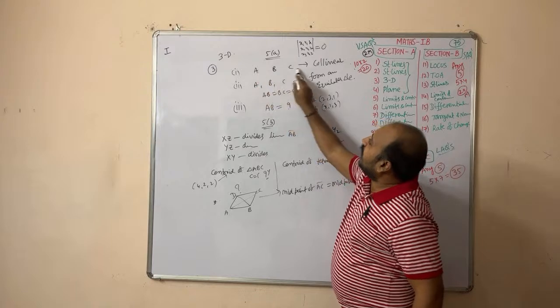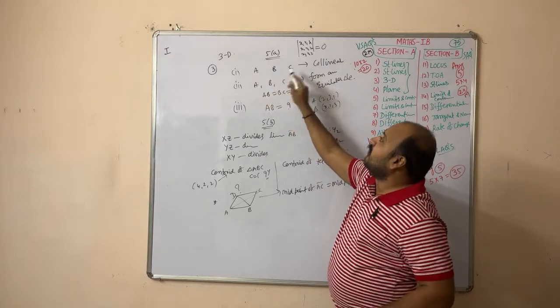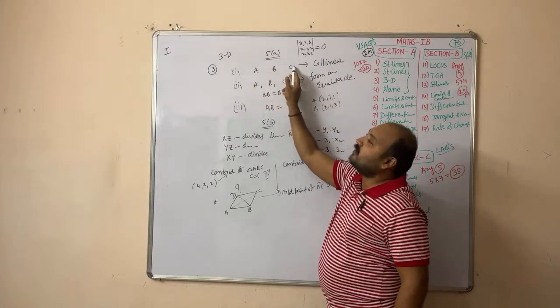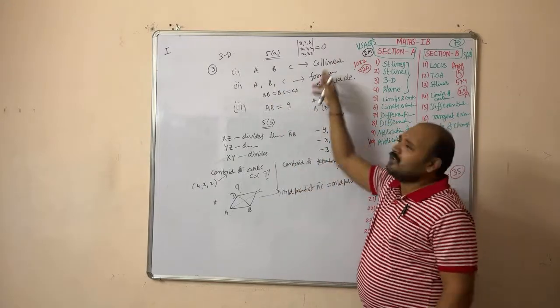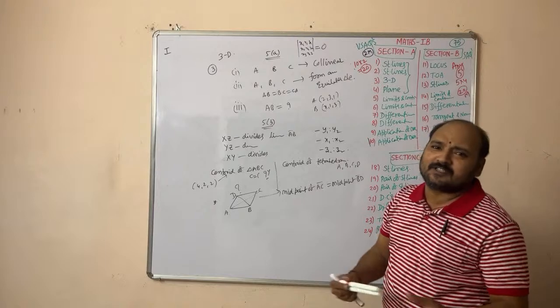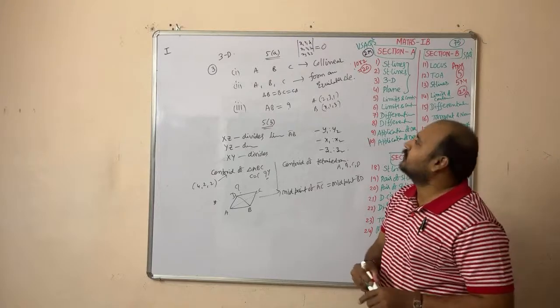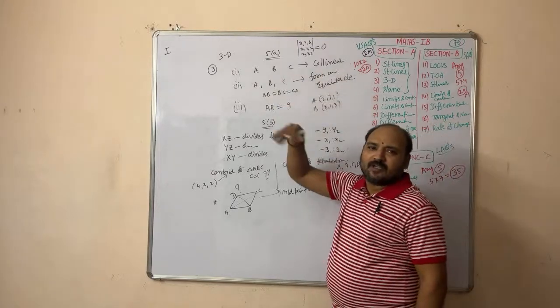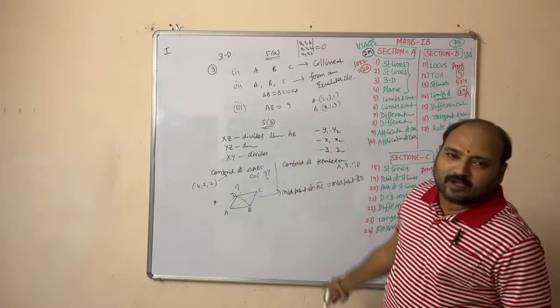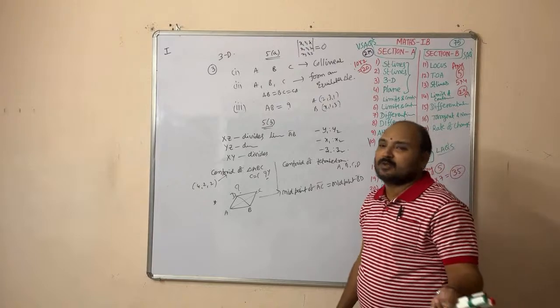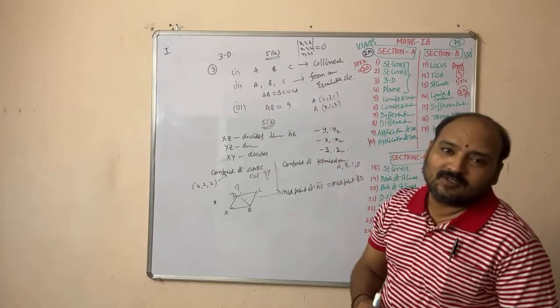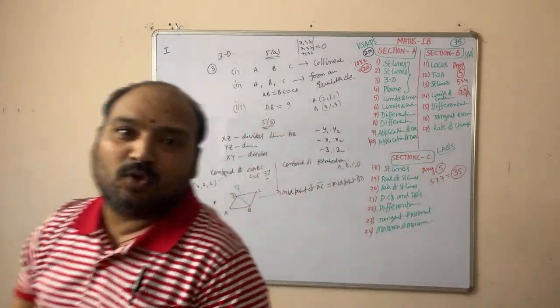They are asking to find whether points are collinear, and whether B is dividing the line segment AC in what ratio. That question they may also ask, the chances are there. That is easy to calculate: (mx2 plus nx1) by (m plus n), in this way you can do it. Also go through my videos on 3D geometry; in a separate playlist I kept 2 videos.